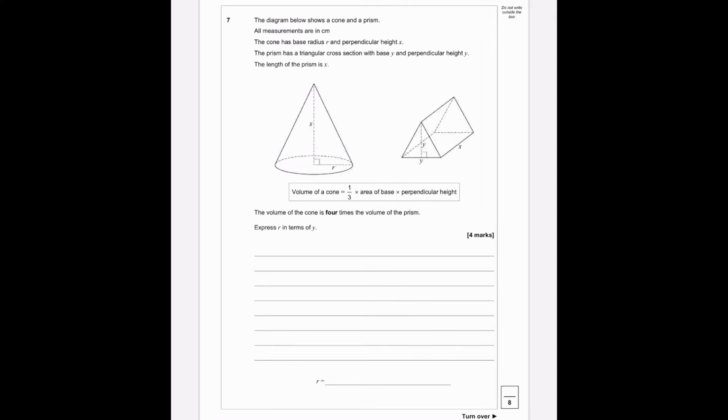Question 7. We've got a cone and a prism, and it tells us that the volume of the cone is 4 times the volume of the prism. That allows us to construct an equation. So the volume of the cone, 1/3 pi r squared h, where h is x, so I'll replace the h with an x, is going to be 4 lots of the volume of the triangular prism, which is x lots of a half y squared. It's the area of the cross section times by the depth.